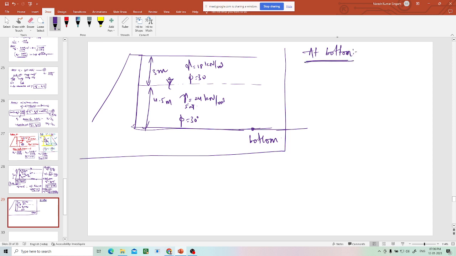At the bottom, again you have to find out sigma v. Sigma v dash at bottom is nothing but the summation, i equal to 1 to n. These are layers. Gamma multiplied by height of that layer, gamma i h i. So now you have to tell me sigma at bottom. Can somebody tell me here? Just tell me, I will write. No need to give the answer directly.